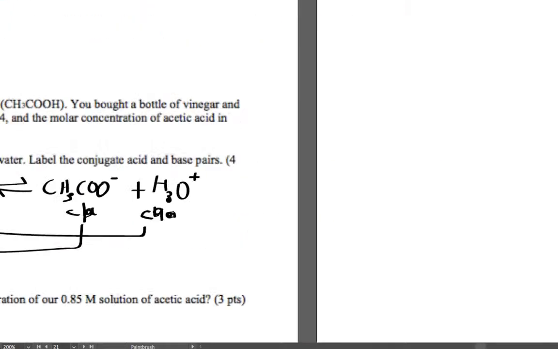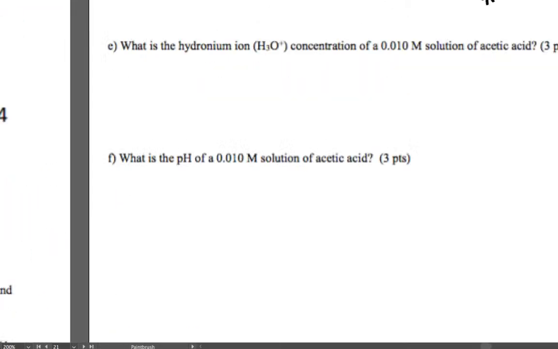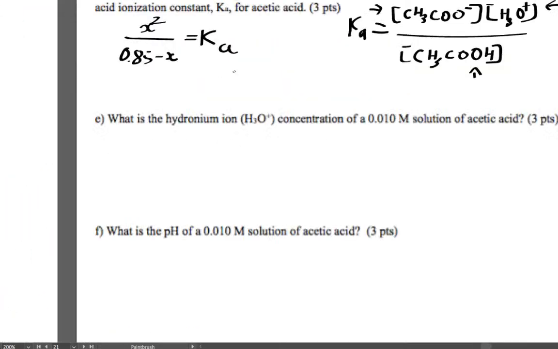Divided by 0.85 minus 3.98 times 10 to the power of negative 3. That should give me the Ka, which, according to my calculator, is 1.87 times 10 to the power of negative 5. That's the Ka. Okay, I guess that's that.